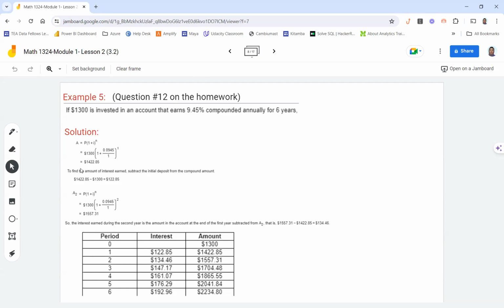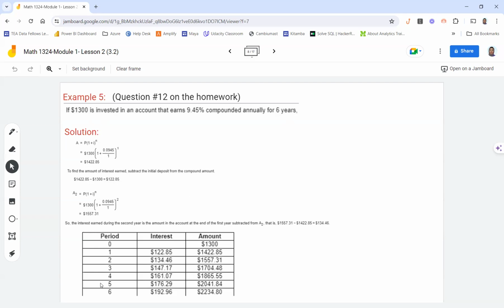And then this will be the amount. And then if you subtract your original money from the final money, you see that you will be only making $122.85 in 6 years with this interest rate.